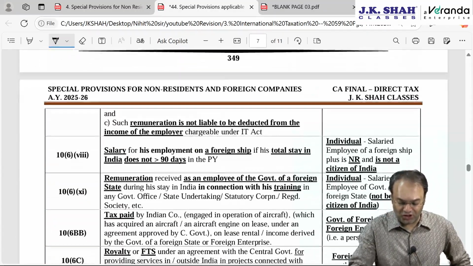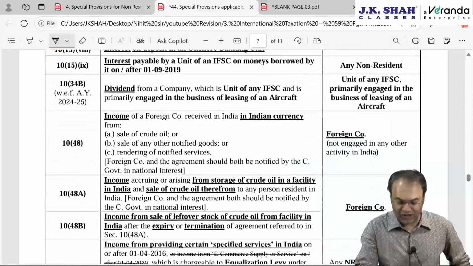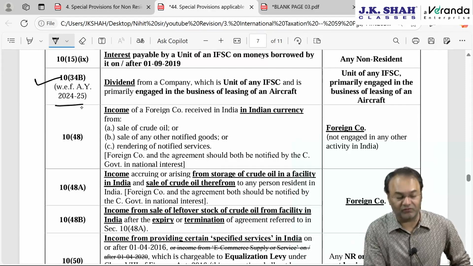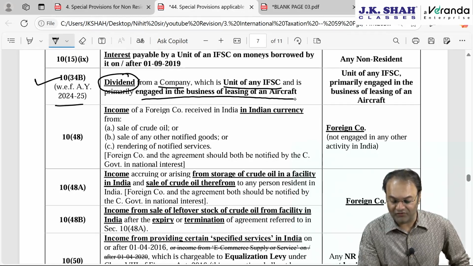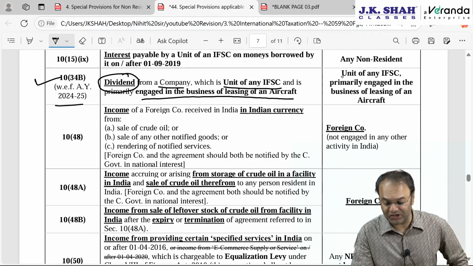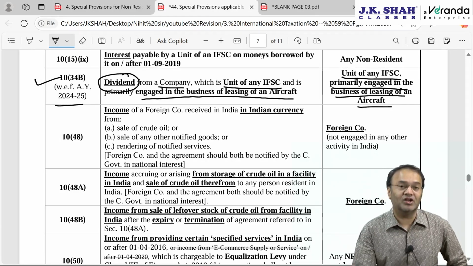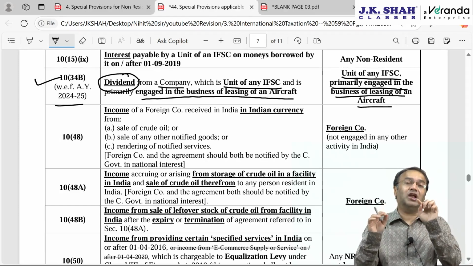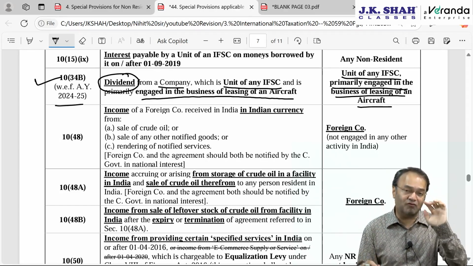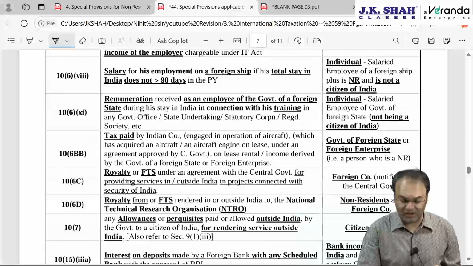So I'll show you 10(34)(b) right now only, so you'll have a better nexus. 10(34)(b) if you refer to, with effect from AY 24-25, dividend from a company which is a unit of IFSC, primarily engaged in the business of leasing of an aircraft, received by the same person, a unit of IFSC, primarily engaged in the business of leasing of aircraft. Okay, everything remaining same. If you can correlate between 10(34)(b) and 10(4)(h), then you will have a better understanding.